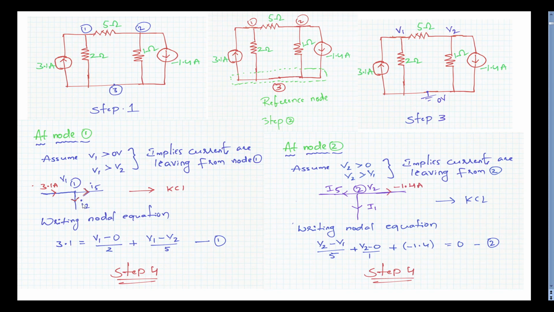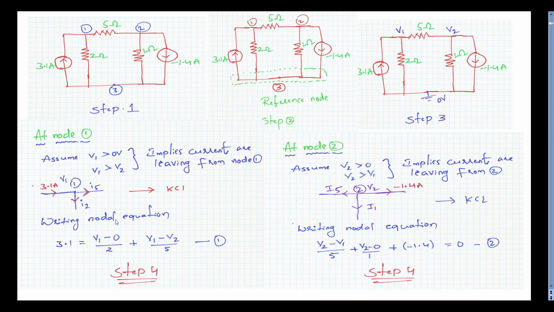Now what is the I2 current? I2 is the current flowing through the 2 ohm resistor. By Ohm's law, V equals IR, so I equals V by R. So what is V here? V1 minus 0, divided by the resistance, 2 ohms. Plus another current, which is what?